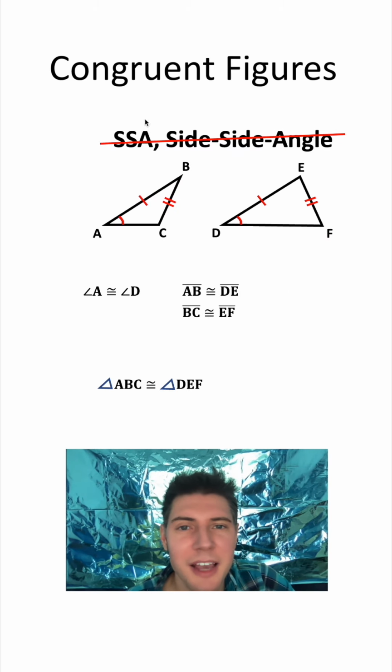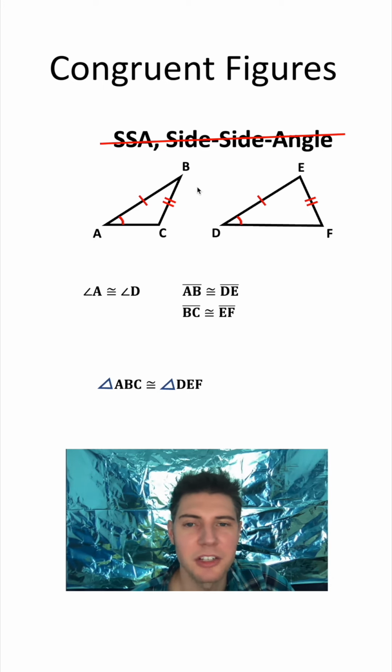Another one that won't work is SSA. It's not enough to show the two triangles are congruent. And here's a counterexample right here. We have an angle that matches, we have a side that matches, and we have another side that matches. But notice these two triangles are not the same.